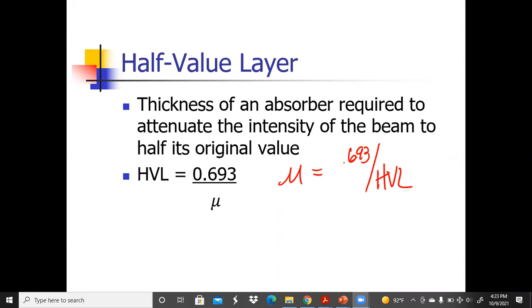The half value layer is going to be the thickness of an absorber required to attenuate the intensity of the beam to half of its original value. And if you remember seeing with the half-life that value of 0.693, well, guess what? It pops up here again. So you can see here how your attenuation coefficient and the half value layer sort of have a reciprocal relationship with each other.